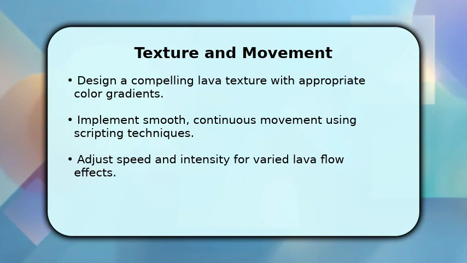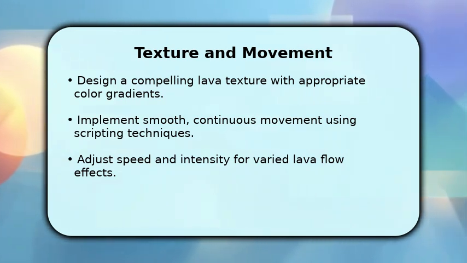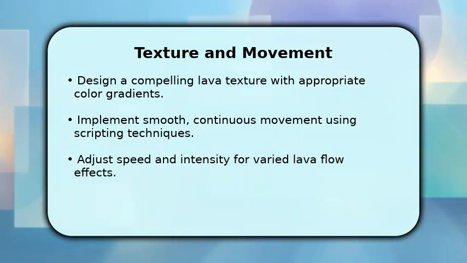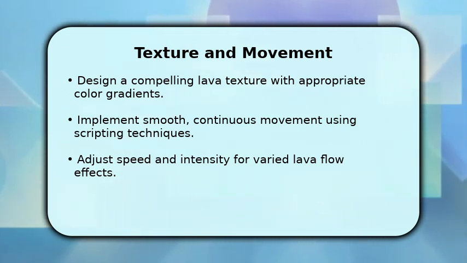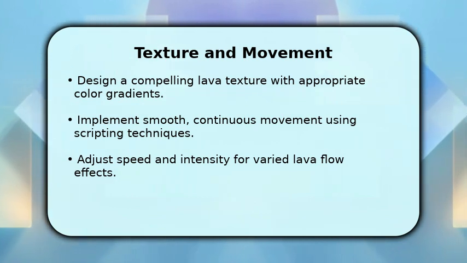Next, we'll focus on crafting the visual appearance and motion of your lava. This involves selecting the right color palette and applying gradients to achieve that molten glow. Then, we'll integrate scripting to ensure the lava flows seamlessly, creating a sense of natural movement. Experiment with different speeds and intensities to simulate various types of volcanic activity, from slow oozing to rapid currents. Precision in these steps makes a huge difference.